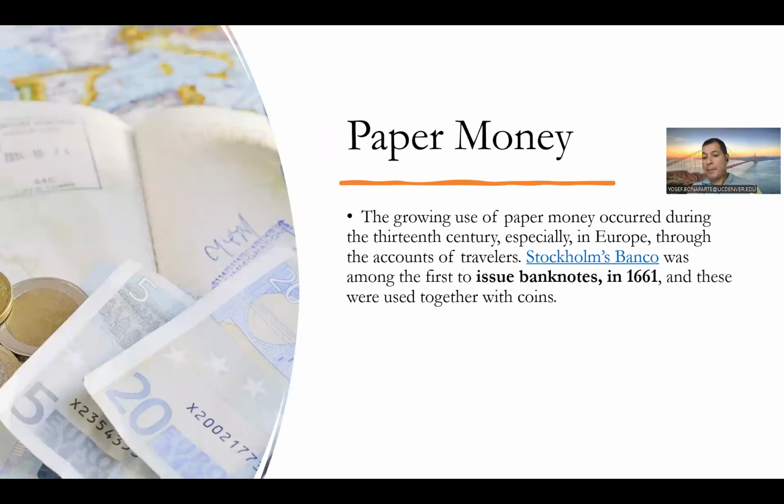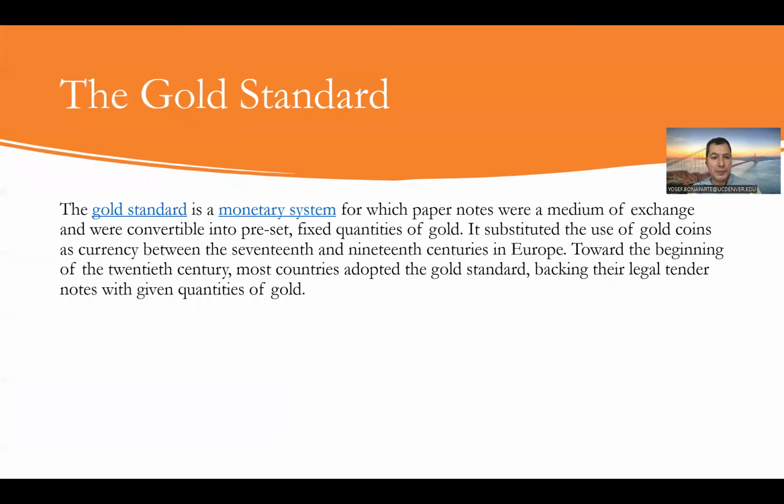Paper money started in 1661. Before that, we had coins and silver, but paper money became the first one. And then we moved to the gold standard, where every country has a reserve of gold, and that would be the wealth of the nation.